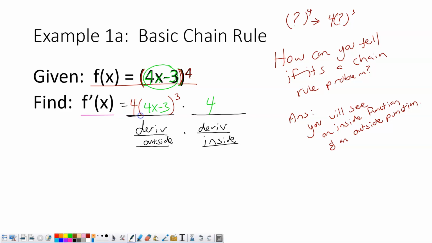We have 4 times this times 4. I can put those two 4's on the outside of the parentheses together to simplify it, and it will look like this. Okay? Now, that's the chain rule.